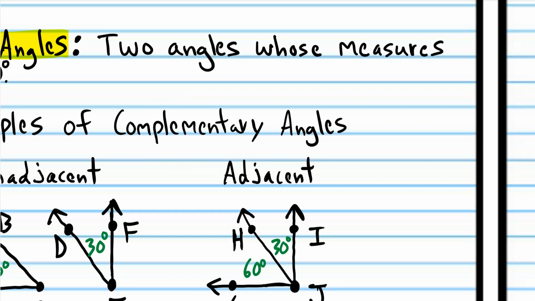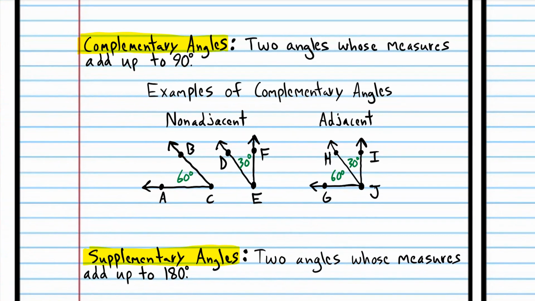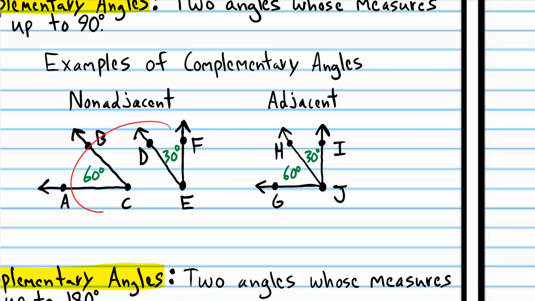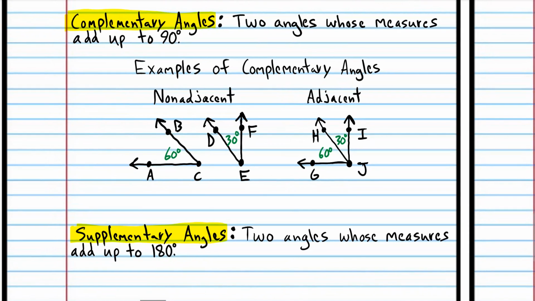For example, you might say the rose garden in front of your house complements the house. It makes it look better. So these two angles complement each other because they add up to a special angle. Here's two angles that are also complementary, even though they're not non-adjacent, as you see here, because they add up to 90 degrees.